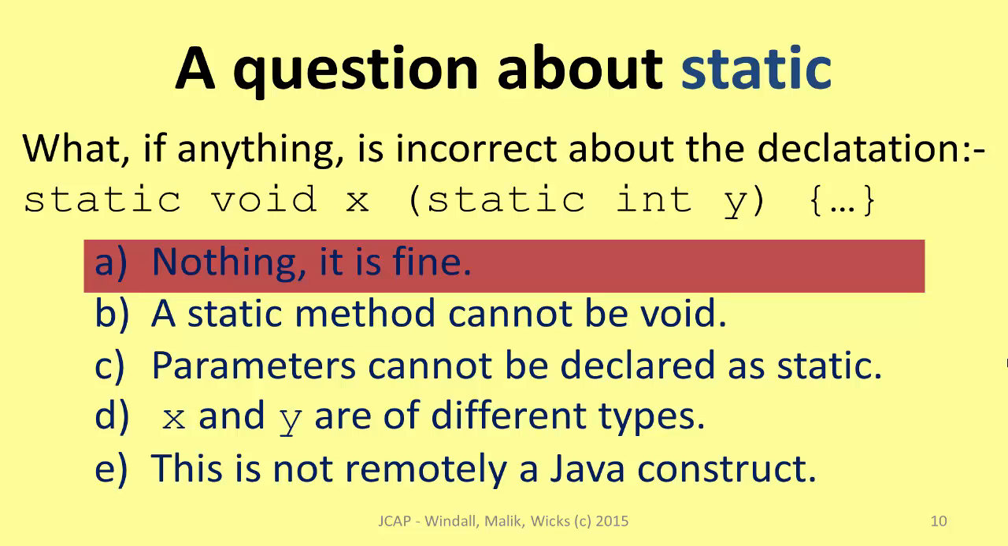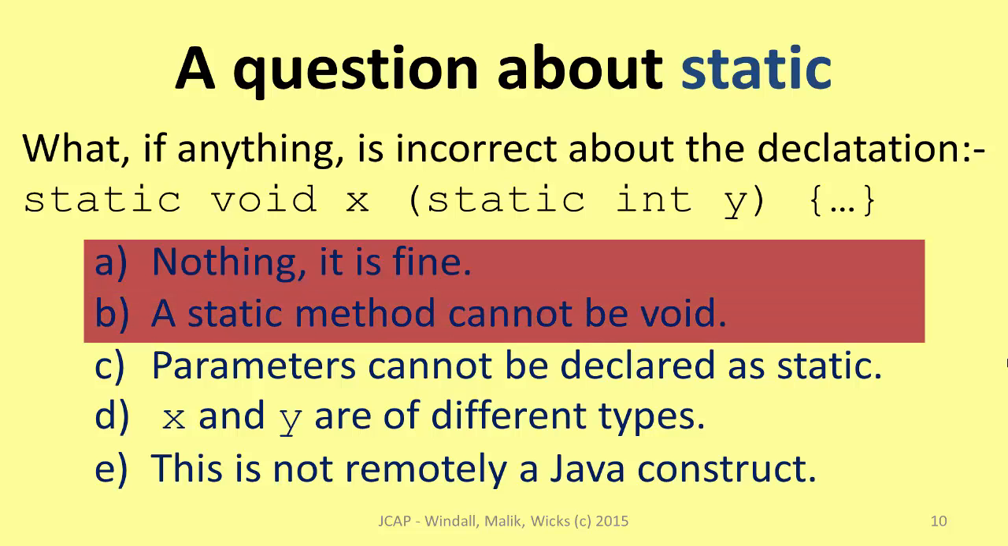You can't tell it that it's static if you're trying to send a variable somewhere else, because it can't be static. A static method cannot be void. Yes, a static method can be void. So we could have static void x int y. That would make sense. The only problem is that keyword static in front of the int y.